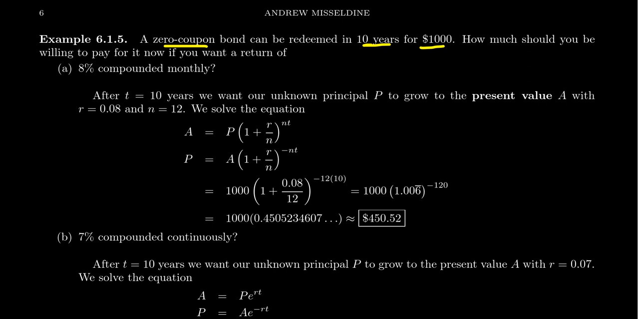Well, okay, grandma had to buy this bond for me. How much should she have been willing to pay for $1,000 10 years from now? How much would $1,000 be worth now, so to speak? Well, it depends on the interest rate. Let's suppose that at the time the bond was purchased, you could get an interest loan for 8% compounded monthly.